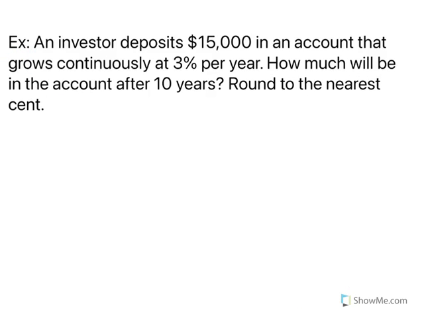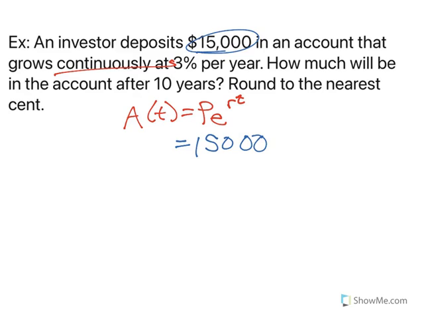Let's do a growth. An investor deposits $15,000 in an account that grows continuously at 3% per year. How much will be in the account after 10 years? Round to the nearest cent. Okay, so we know we are growing continuously, so we are going to use the formula A sub t equals P e to the rt, because this is continuous. All right, so plug in what we know. Beginning amount, 15,000. e, let's raise it to the rate, 3%, times the number of years, which is 10.